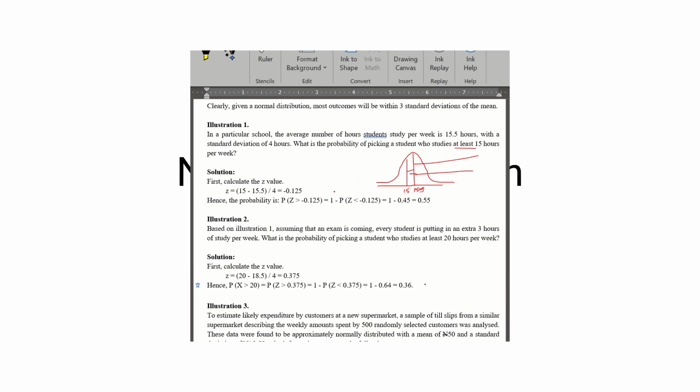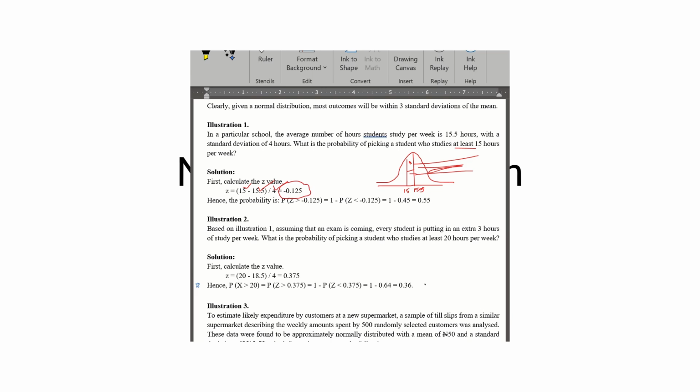So the first thing to do is to sketch this diagram. You have already seen what is required. You know that here you need to combine the probability of this place and the probability of studying more than 15.5 hours. So you now calculate the z value, which is x minus the mean divided by the standard deviation. So you get minus 0.125.